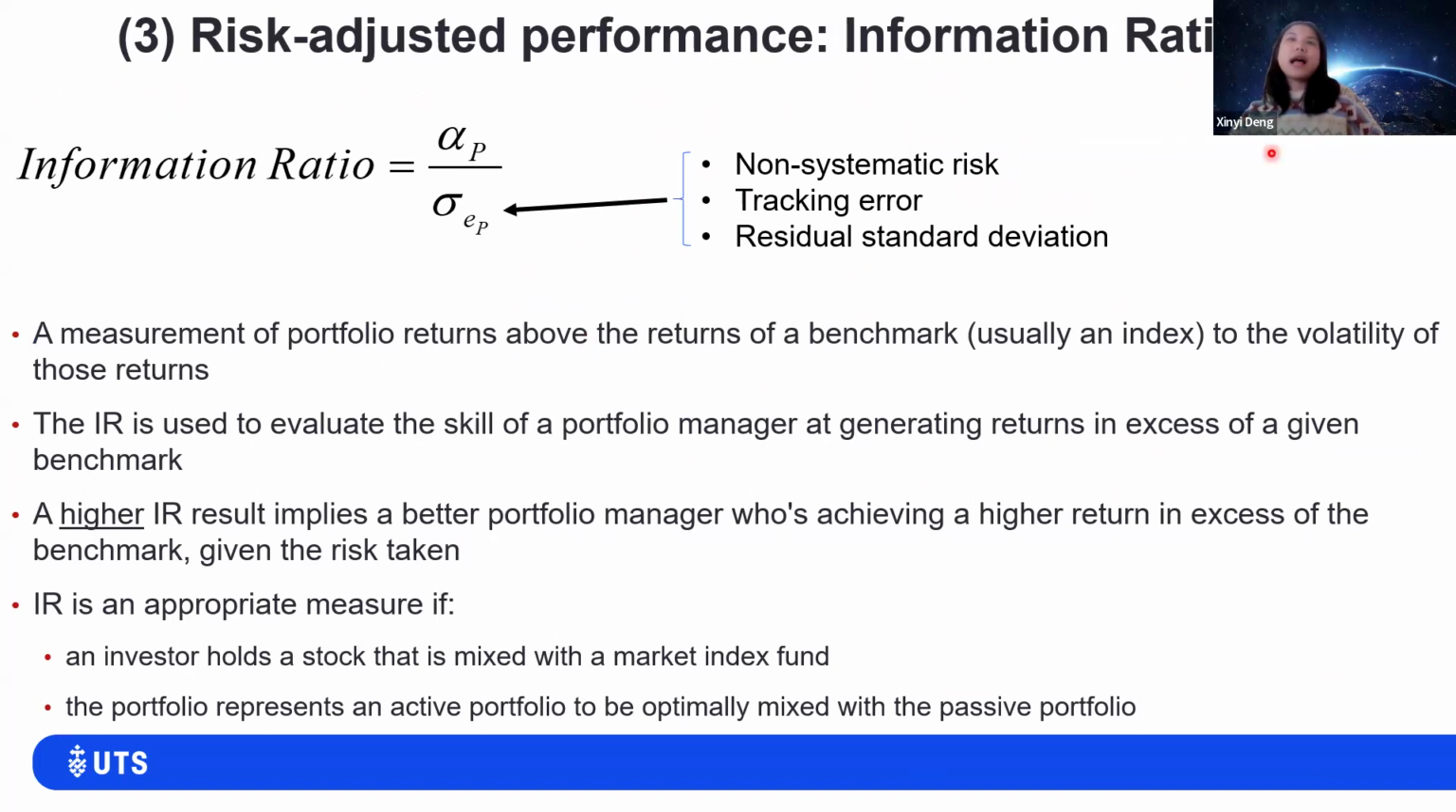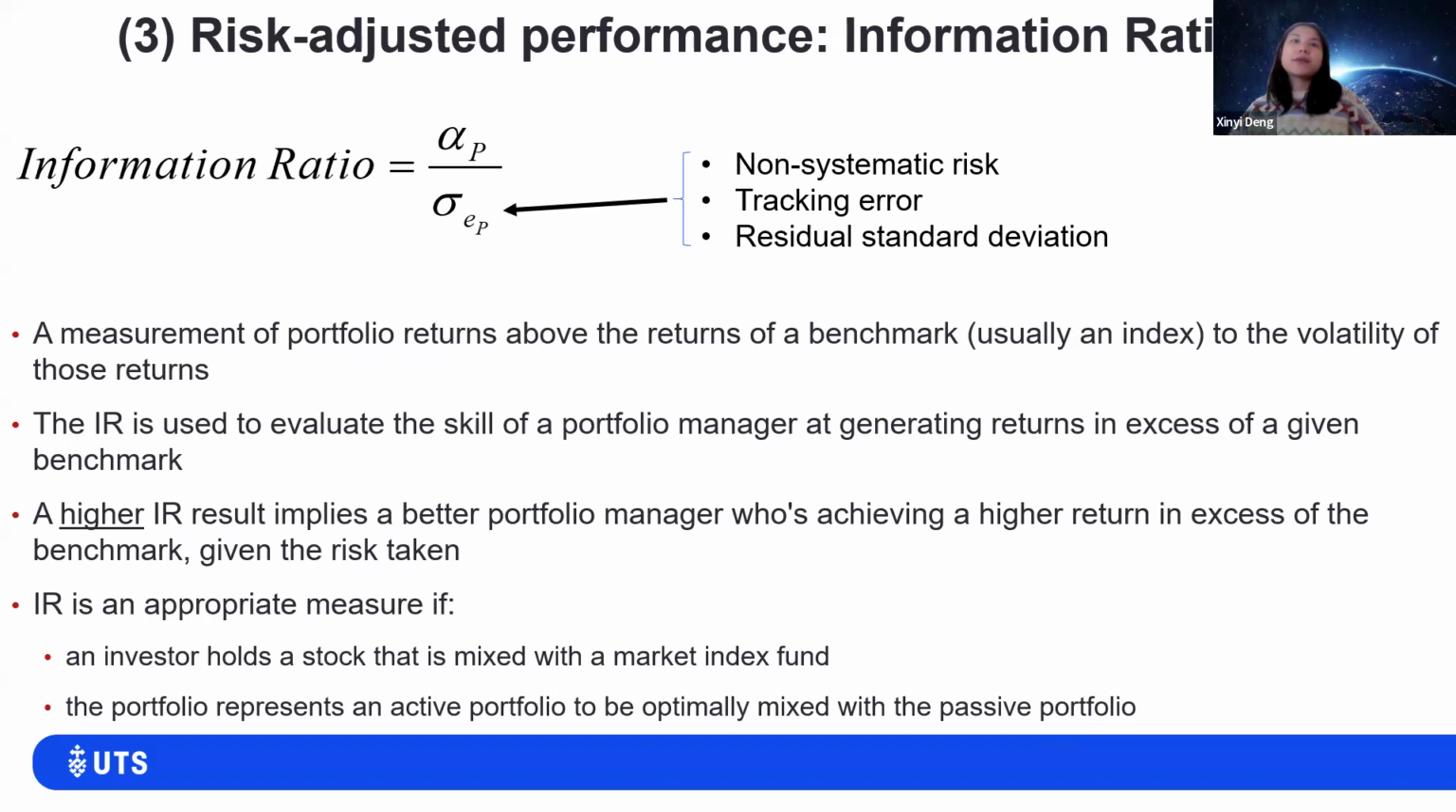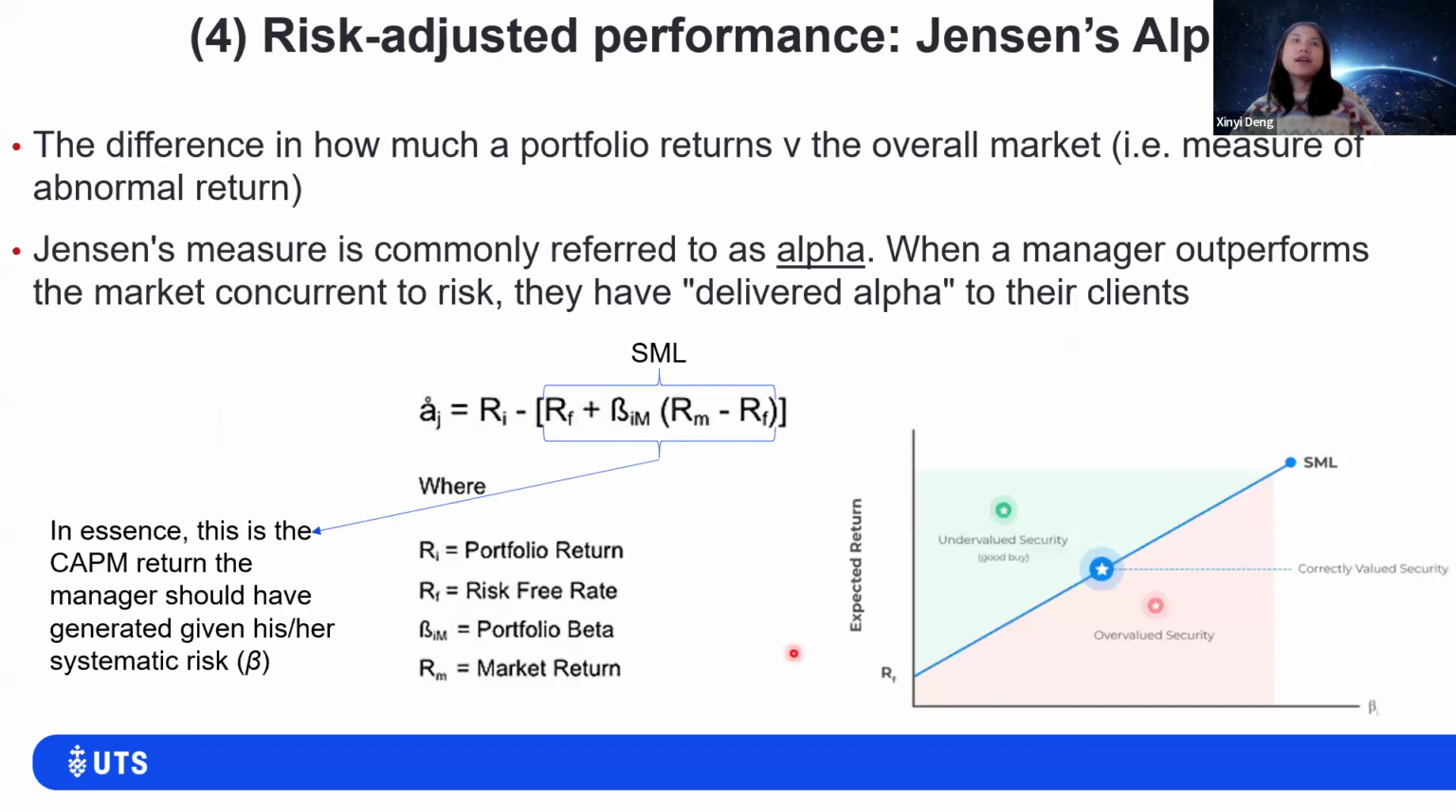Now on to the information ratio. Actually, let's discuss Jensen's alpha first and then go back to the information ratio, because the information ratio is defined on the basis of Jensen's alpha. Jensen's alpha is the part of return that cannot be explained by the CAPM model. It is calculated as the difference between the average return on the portfolio and the return that is predicted by the CAPM model.